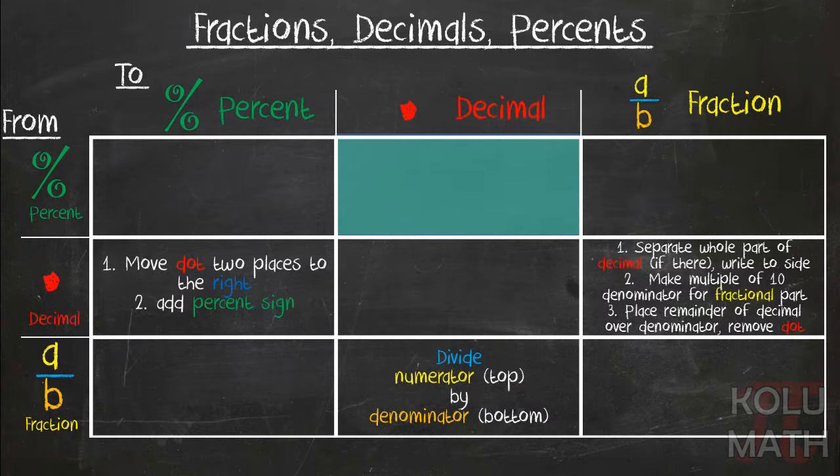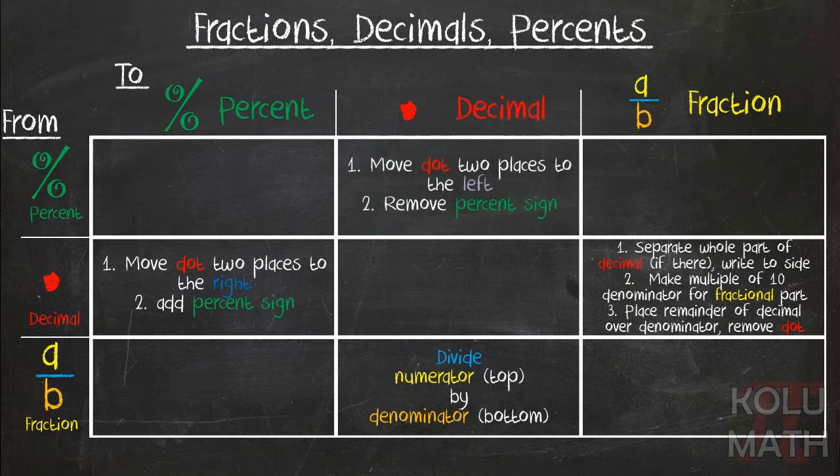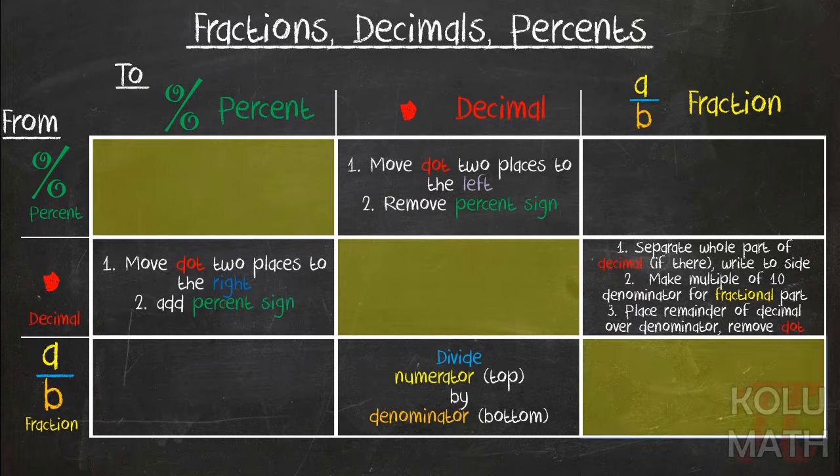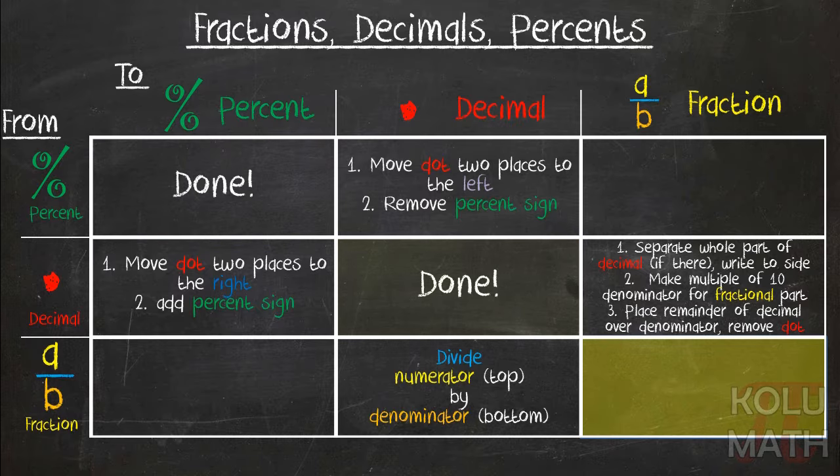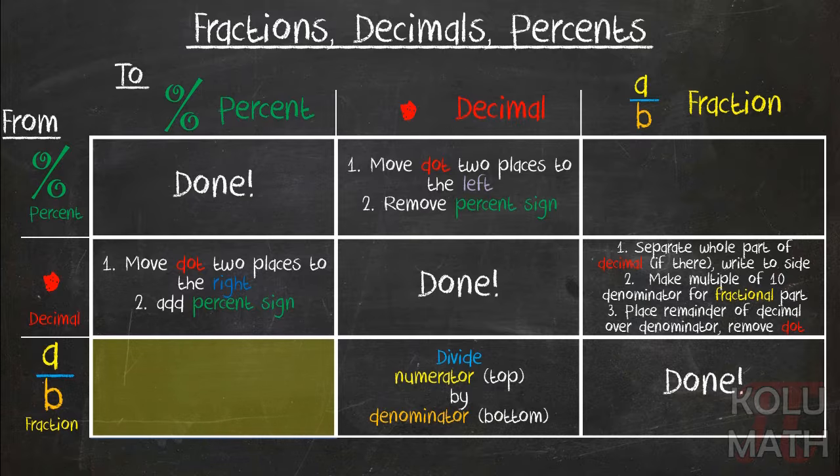Okay, so how do we convert a percentage into a decimal? We move the dot 2 places to the left, and we remove the percent sign. Wow, okay, we've gotten a lot of this chart filled out. Let's see if we can fill in any more spaces. Well, actually, these 3 are already done for us, because to convert from a percent to a percent is doing nothing. Same thing for decimal to decimal, or fraction to fraction. So those are actually done already. So that just leaves us with 2 more, fraction to percent and percent to fraction.